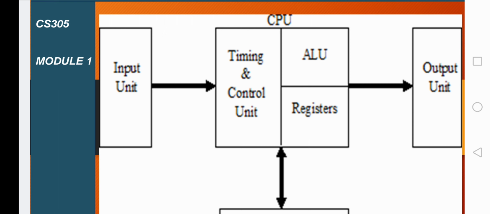So the input unit, what does it do? Through this particular input unit, the user will be feeding the programs for doing a specific task. For example, I told you if I want to find out the factorial of a specific number, first of all I will be writing a program. I will be writing a program in terms of various instructions and then feeding it through the input unit to the computer.